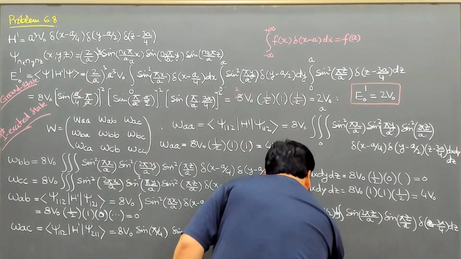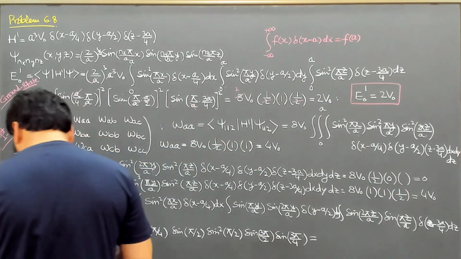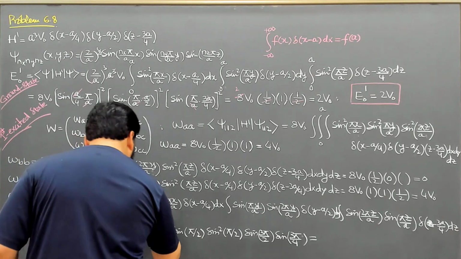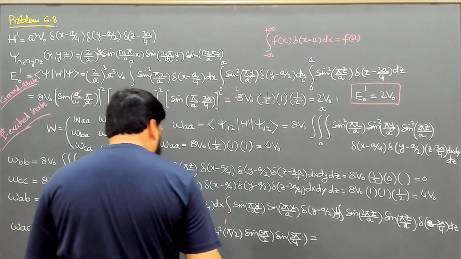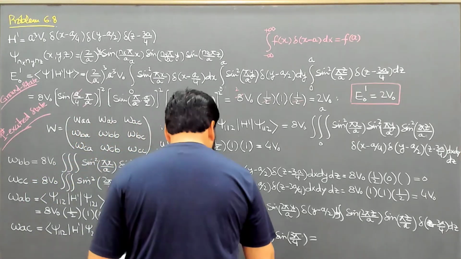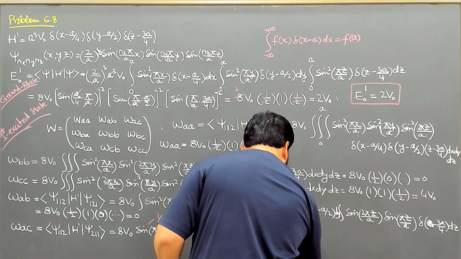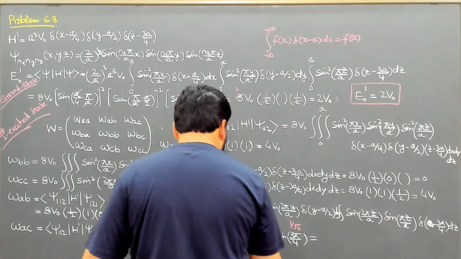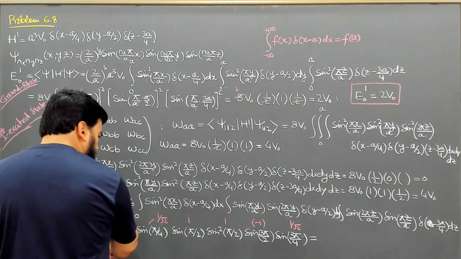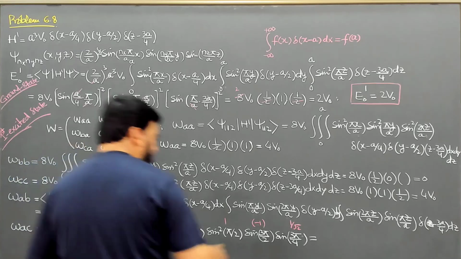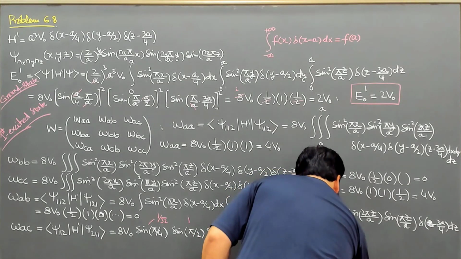So if I simplify this, this thing is equal to 8 V naught, this is 1 over square root 2, this is 1, this is 1, because sine pi by 2 we know is equal to 1, sine 3 pi by 2 is minus 1, and sine 3 pi by 4 is again 1 over square root 2. So after multiplication, 1 over 2 and 1 over 2 will become 1 over 2. So it is 4 minus, and we got the value W_AC equal to minus 4 V naught.